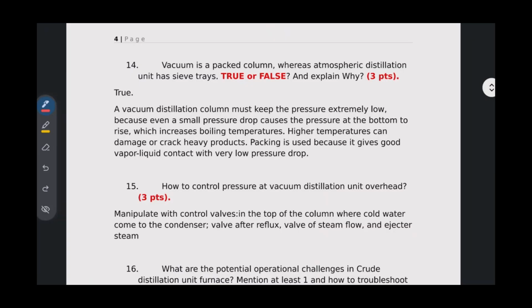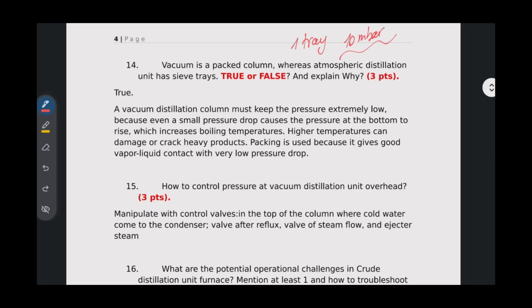14th question. Vacuum is a packed column, whereas atmospheric distillation unit has sieve trays. Is it true or false, and explain why? I'll first of all explain if it's true or false. In general, vacuum columns use packing to reduce the pressure drop. Because as you know, if we have sieve trays or tray-type applications in the columns, they have more pressure drop. Industrially, we say around 10 millibar pressure drop for each tray. We enter around this value into the simulations when we are designing the columns. But for the packed columns, it's better because they don't have that huge pressure drop. That's why they are used in the vacuum columns.